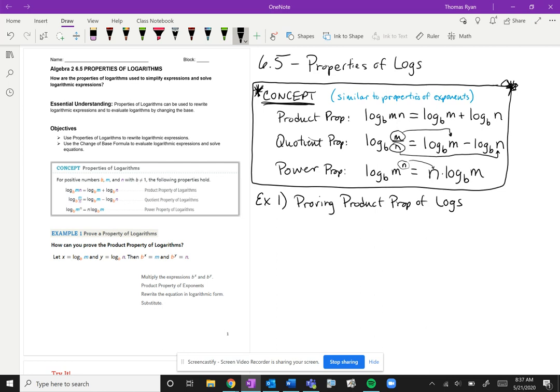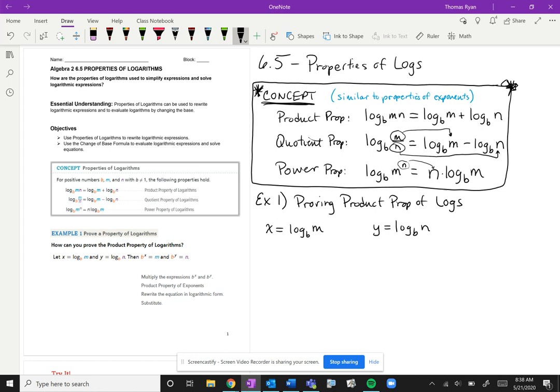All right, let's actually prove one of the properties. And this is more so just to give you an idea that it doesn't come out of thin air. This is nothing you'll ever need to replicate, but it's just good to know. Okay, so we're going to prove the product property of logs. So we need to let x equal the log base b of m, and then y is going to equal the log base b of n.